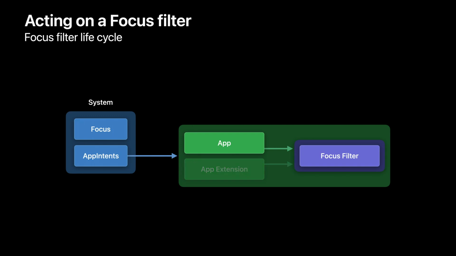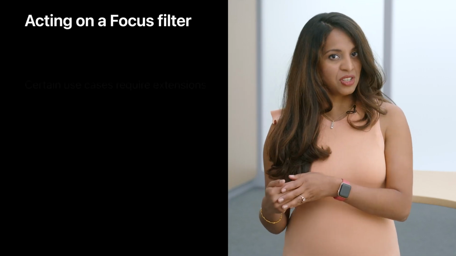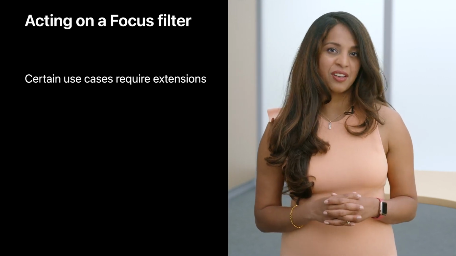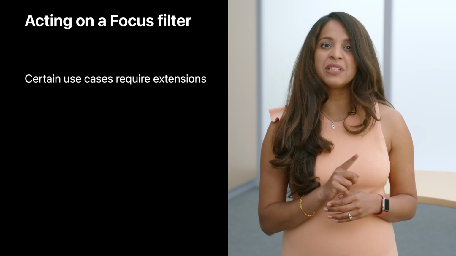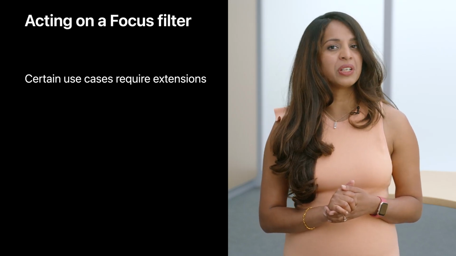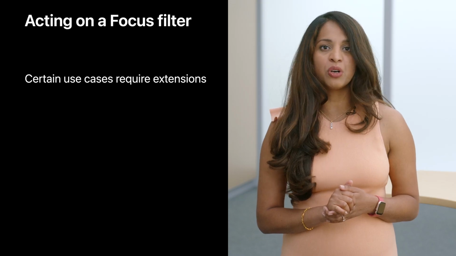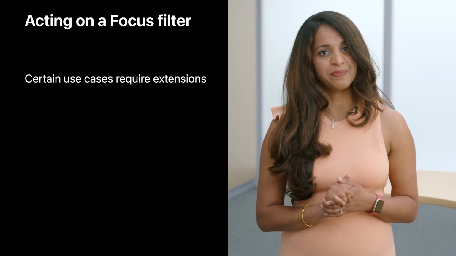If the app is running, you will receive a call to the perform method in your focus filter intent, if you've implemented it. If the app is not running, you can implement an extension that will get spun up. Again, if you've implemented perform in your focus filter intent, that will get called in your extension. Since perform can get called on either your app or your extension, not every app needs an extension. Typically, if your app is only updating its own view in response to a focus transition, then implementing perform just in the app would suffice.